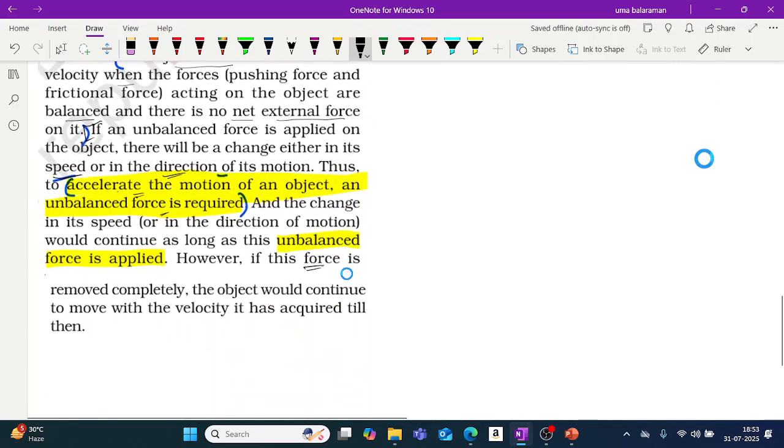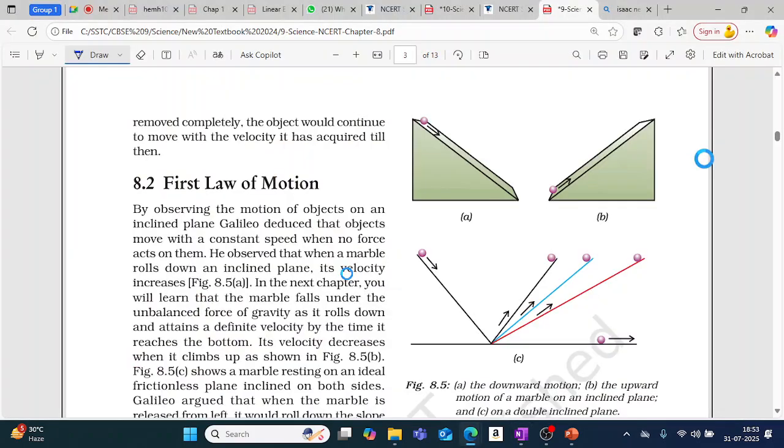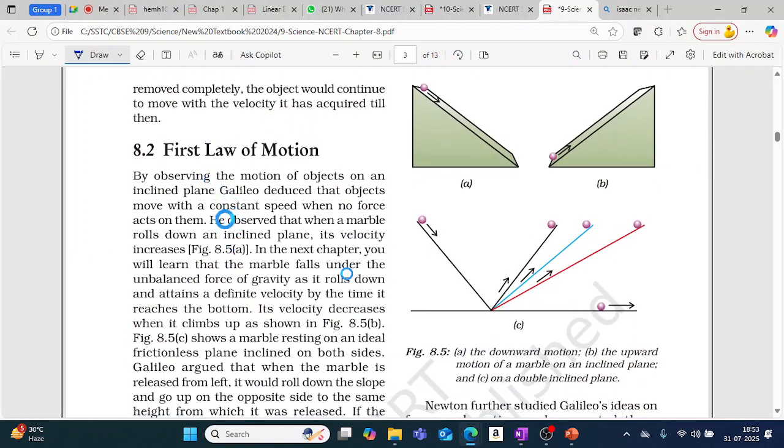Rishit, are you okay? Shall we move on to the first law? Yes, ma'am. First law is so simple.